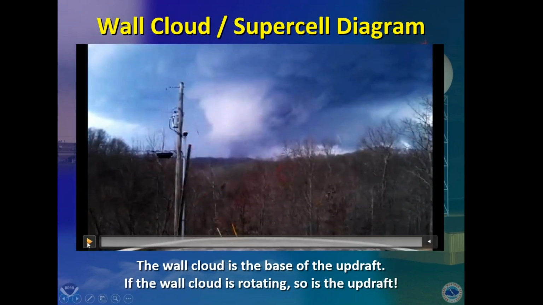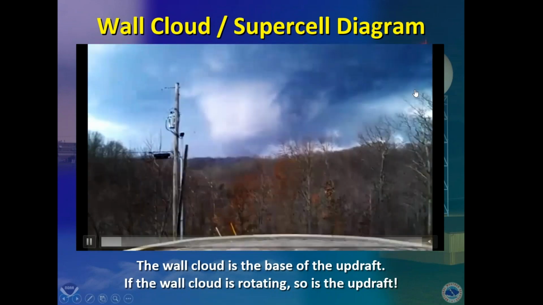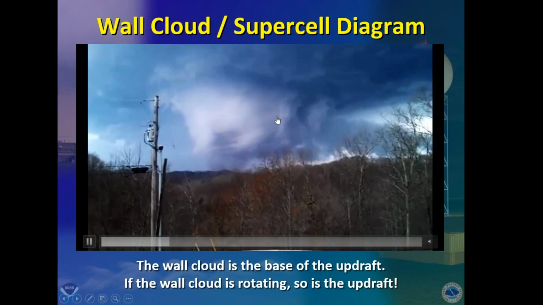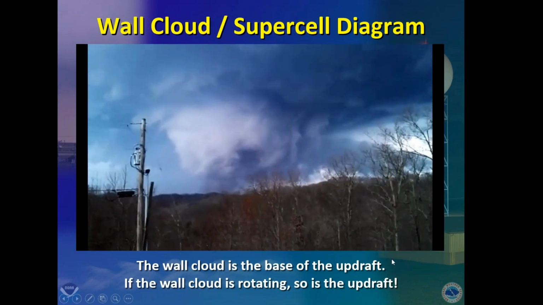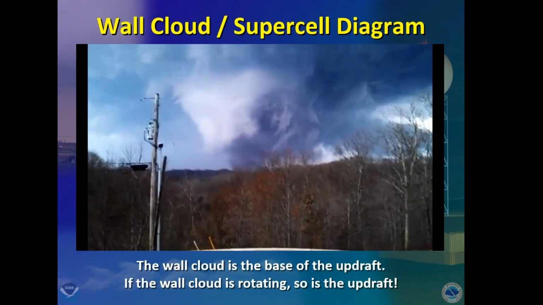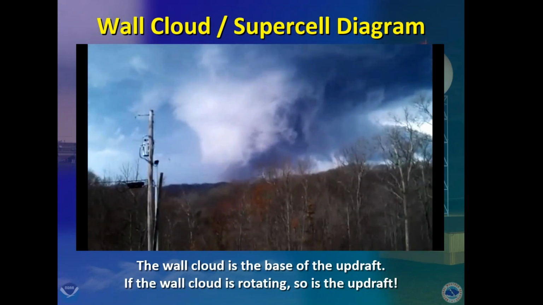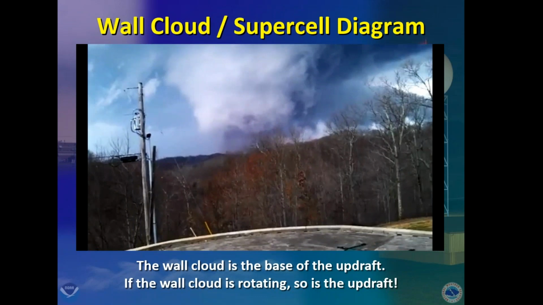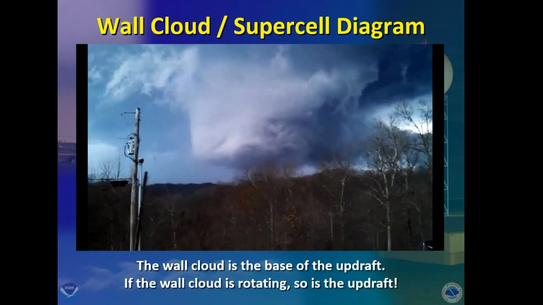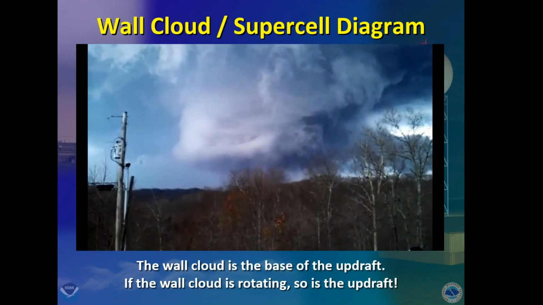So let's put this in motion. And again, you can see that counterclockwise rotation that's showing you that that funnel cloud and that wall cloud making its way down towards the ground. And you will eventually see a tornado start to pop out toward the bottom.